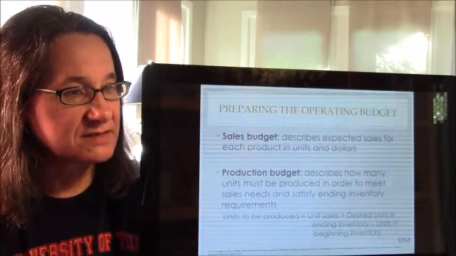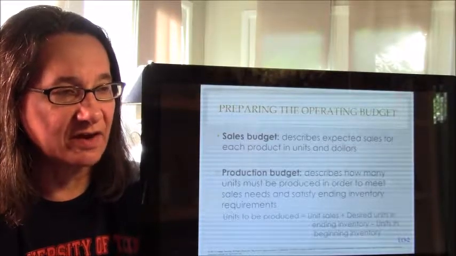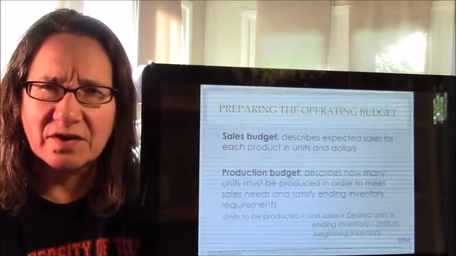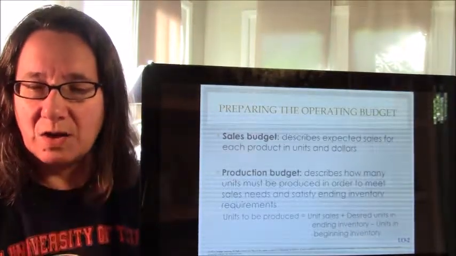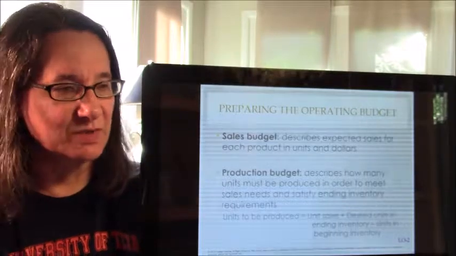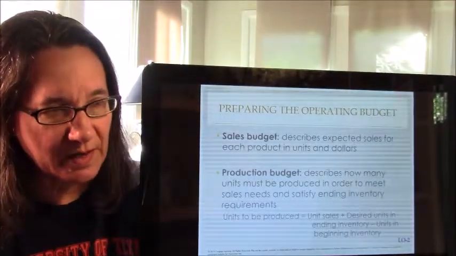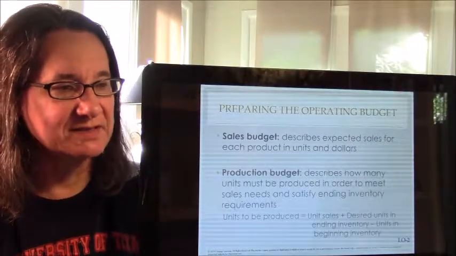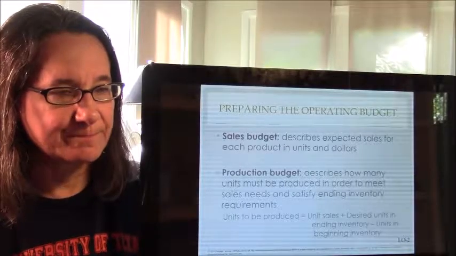All right, the sales budget describes expected sales for each product in units and dollars. So that's important. That's obviously where you have to start. You have to have a starting point. And so predicting how much you sell is going to be important. And then that feeds into the production budget. Once I know how many I think I'm going to sell, I can figure out how many to produce.